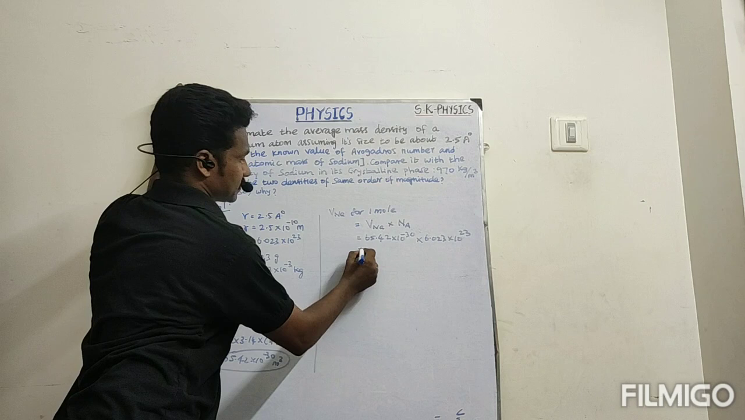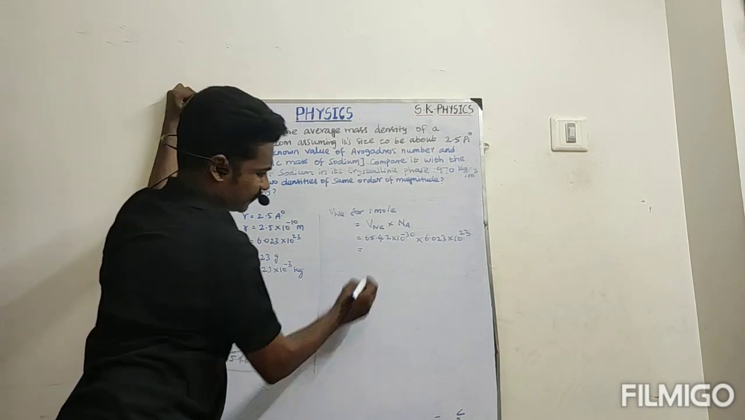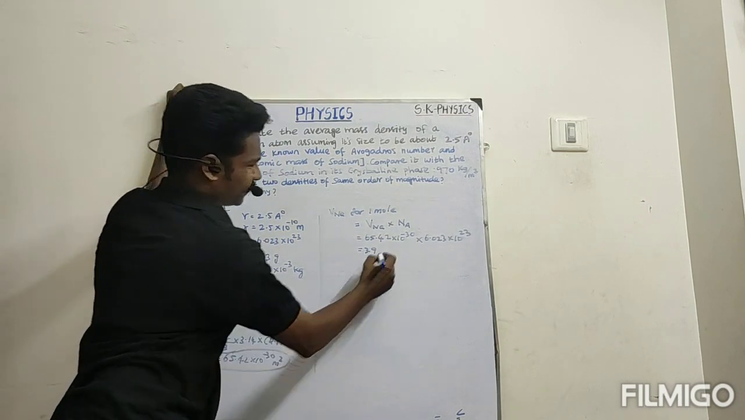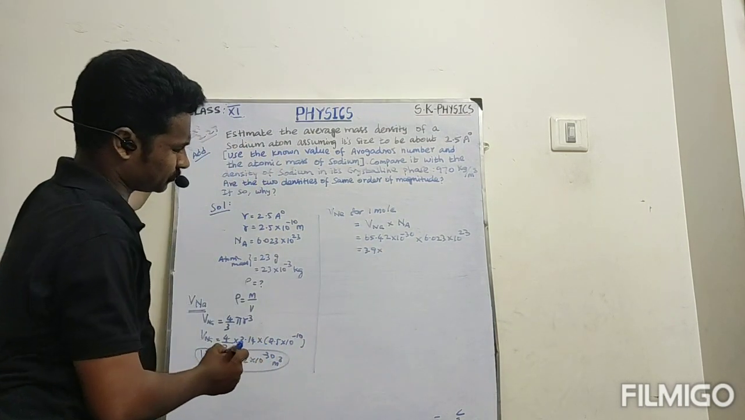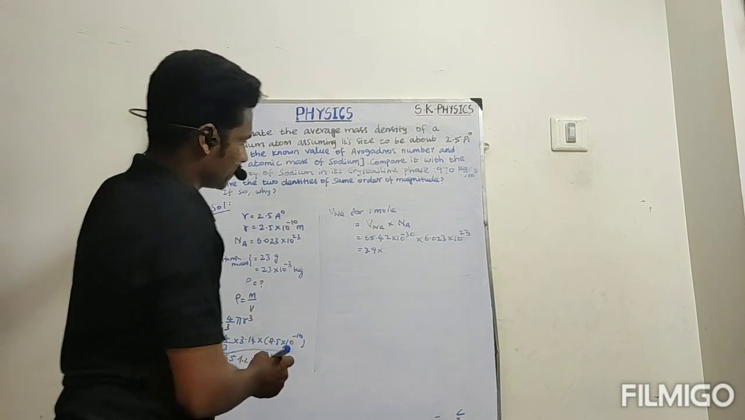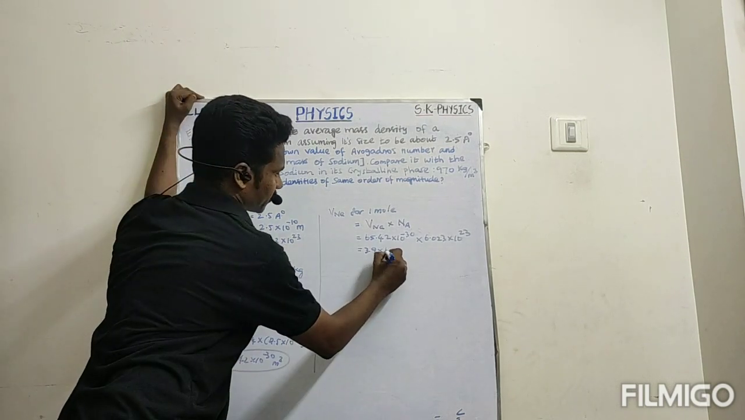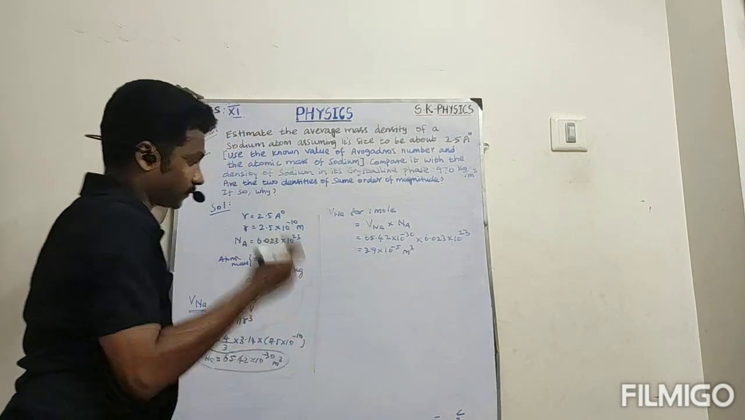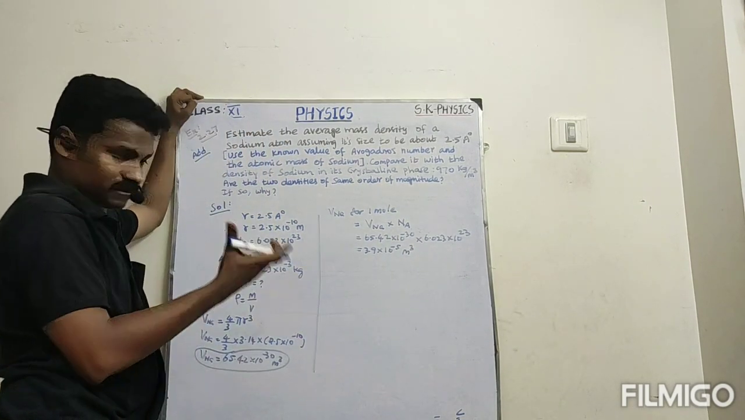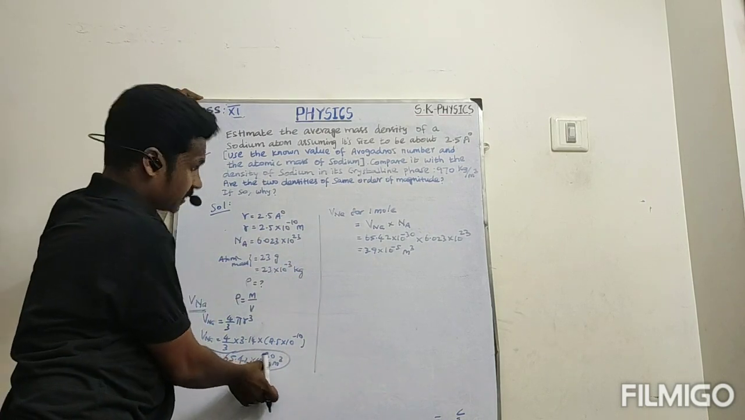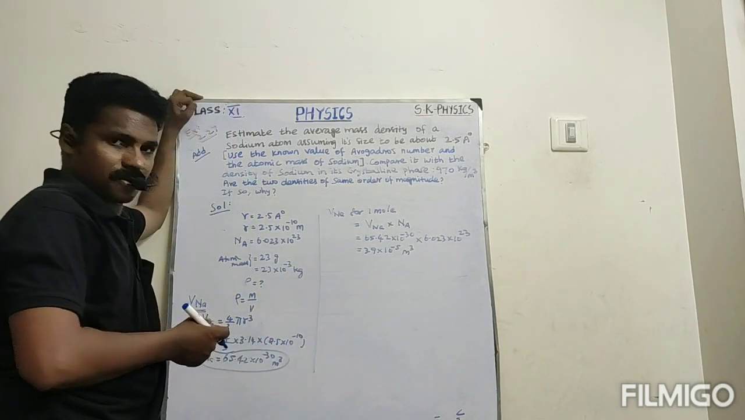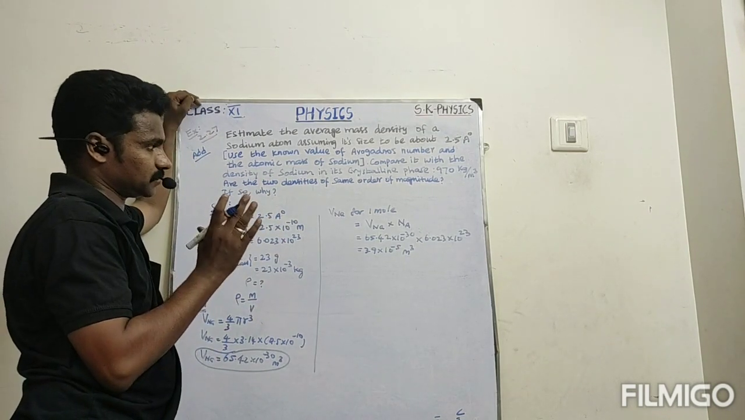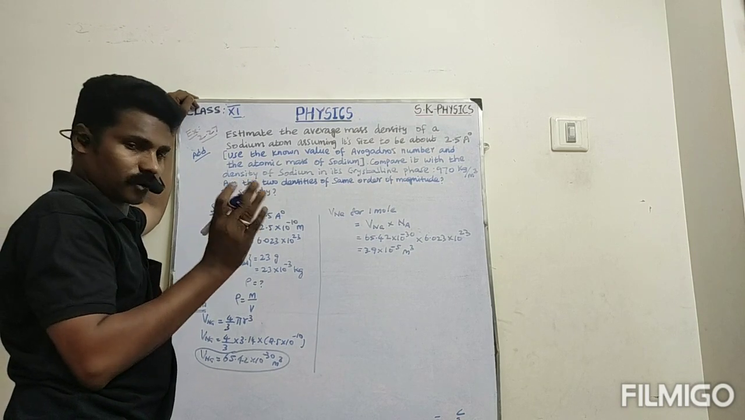So I already calculated this, so I can write that value directly. That is 3.9 into 10 power minus 5 meter cube. Now the volume has increased, because this was 10 power minus 30 and this is 10 power minus 5. Right, so now we have calculated the sodium atom volume for 1 mole.